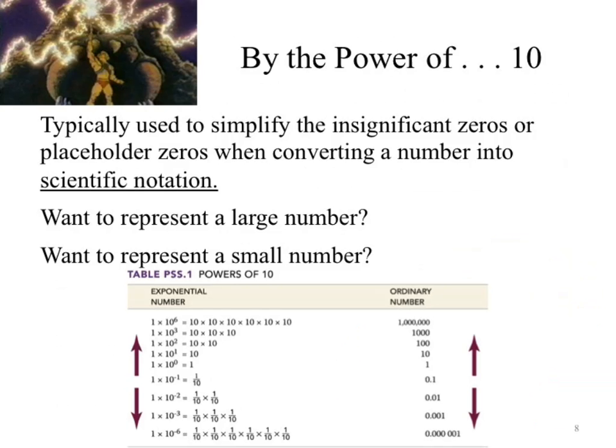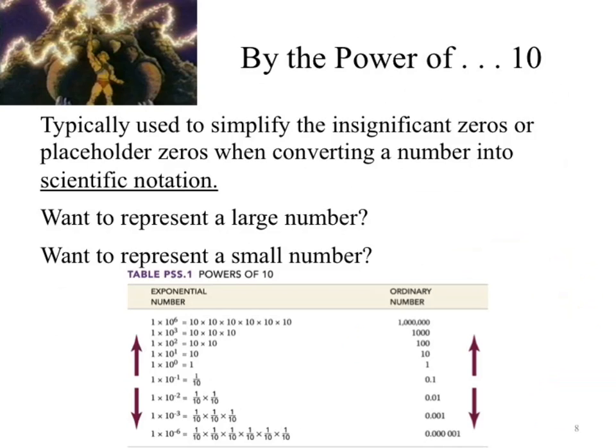Okay, the next big thing that we'll see is powers of 10. These are really used just to simplify those insignificant zeros, or as the textbook has been calling them, the placeholder zeros. So what we're going to do is convert a number that may have been really big or really small into scientific notation by using these powers of 10. We'll look at scientific notation in just a second.